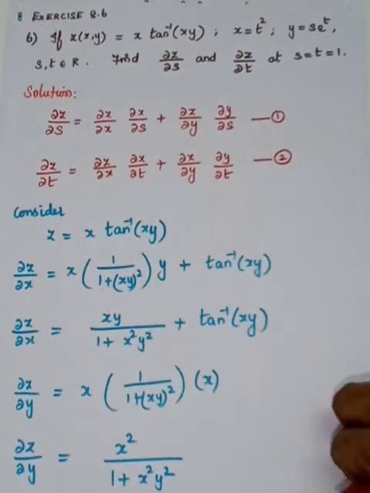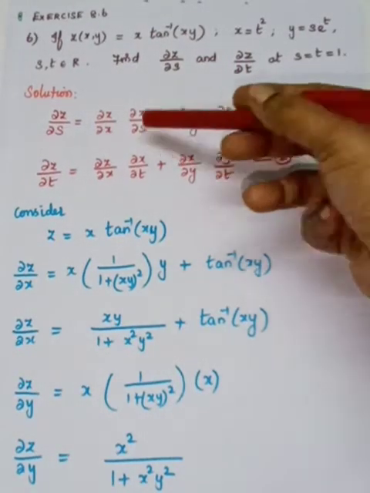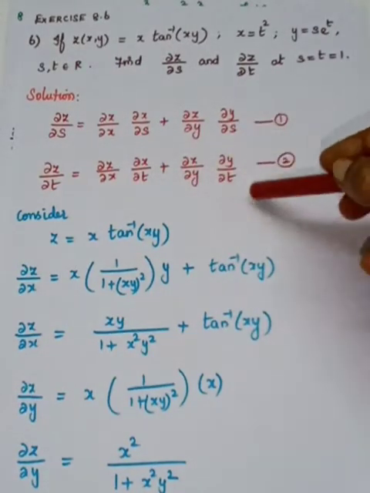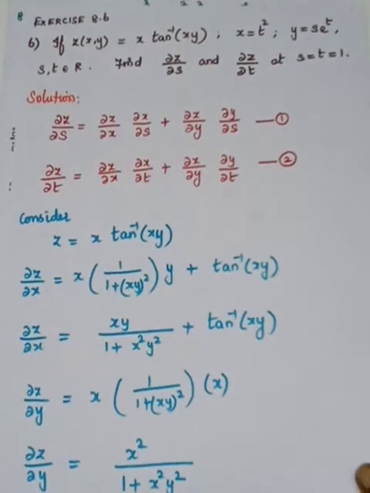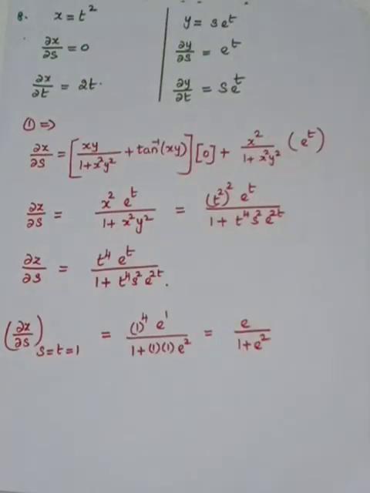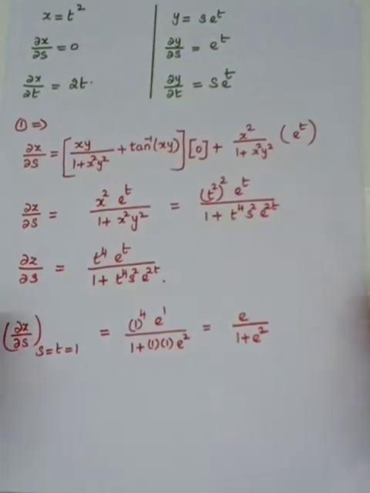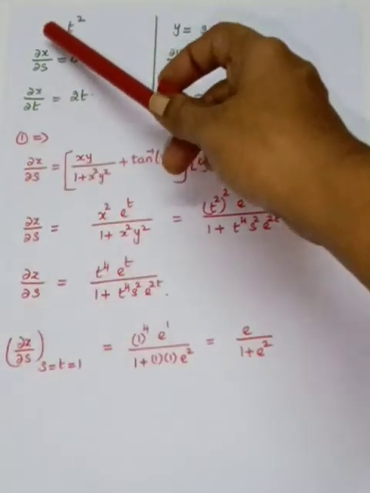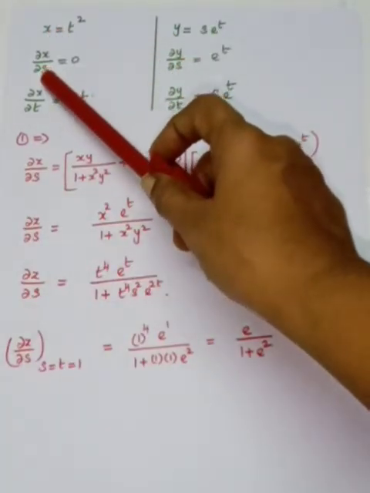Next what you have to do, what is needed? Dou x by dou s and dou x by dou t. The same way dou y by dou s and dou y by dou t is needed. So you consider first x. What is x? X is equal to t squared. Okay, look at this. It's the problem 6th order continuation. So x is equal to t squared and y is equal to what it is? S e power t.